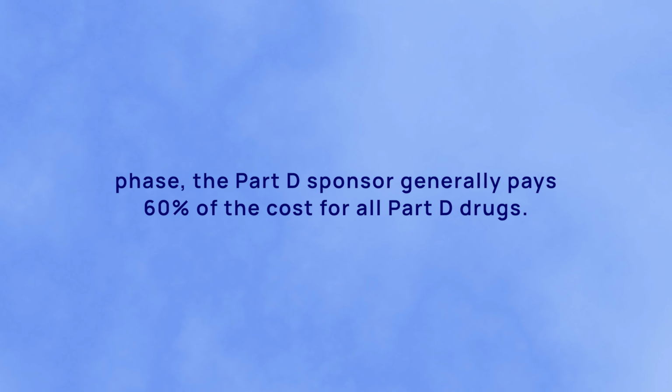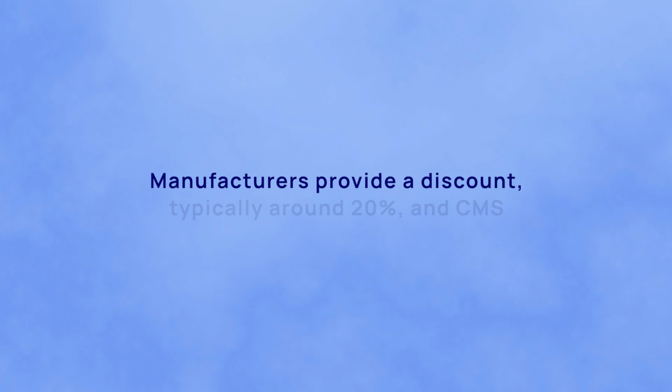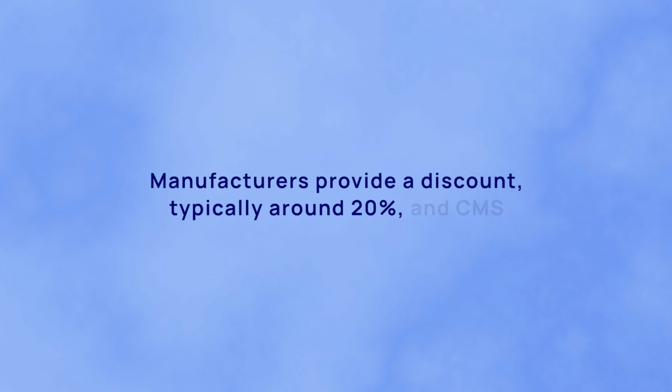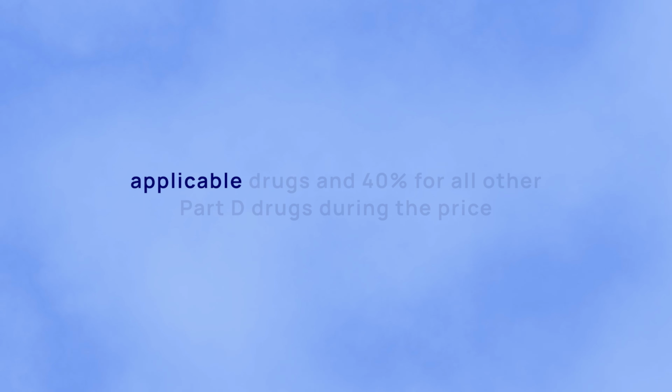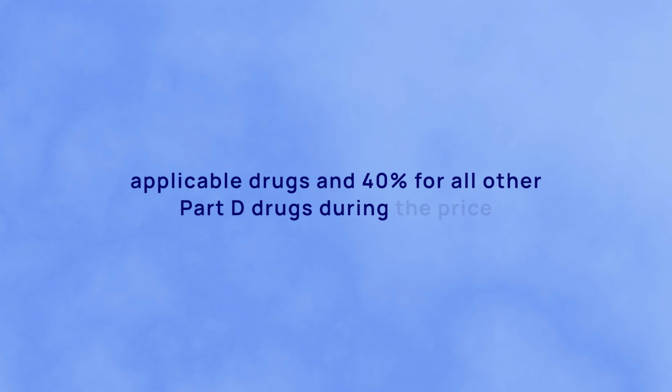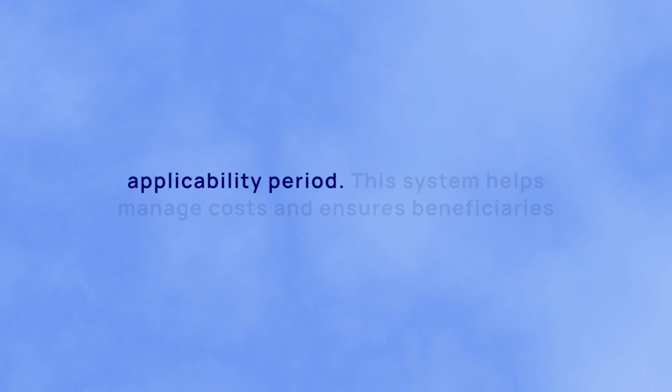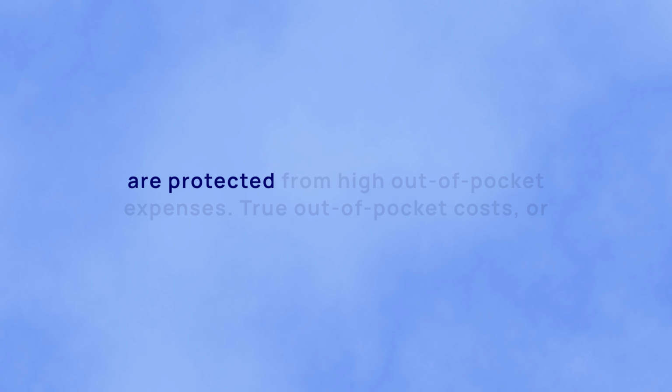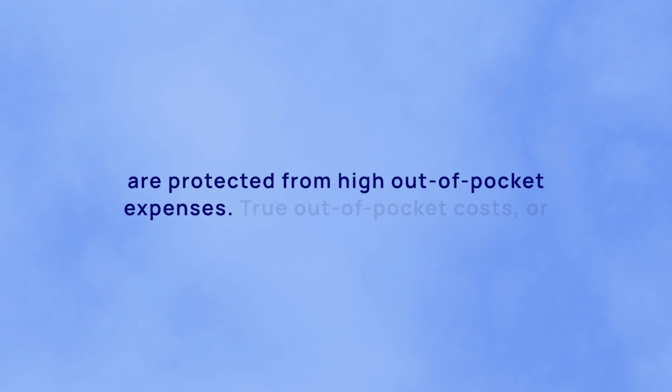In the catastrophic coverage phase, the Part D sponsor generally pays 60% of the cost for all Part D drugs. Manufacturers provide a discount, typically around 20%, and CMS covers the remaining costs through a reinsurance subsidy, paying 20% for applicable drugs and 40% for all other Part D drugs during the price applicability period. This system helps manage costs and ensures beneficiaries are protected from high out-of-pocket expenses.